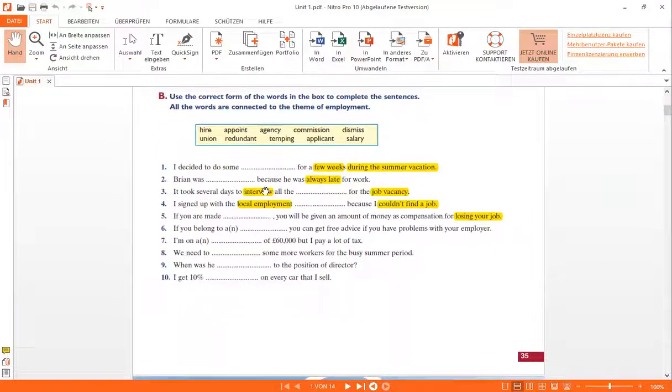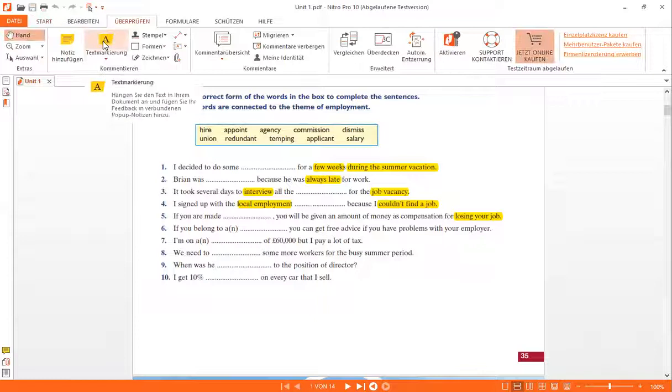Number 2, Brian was gapped because he was always late for work. So always late can guide us to select the right answer. If somebody is always late for work, what can happen to the person? Will he be hired? No. Union? No. So you go through all these words and you figure out that dismissed is the correct answer. Remember to put the verbs in the correct form. That is something not to forget. Use the correct form of the verb. So he was dismissed, and we got to that answer because always late provides the precursor to the dismissal.